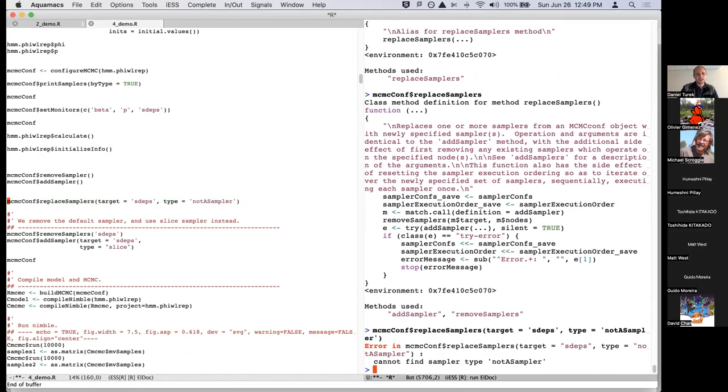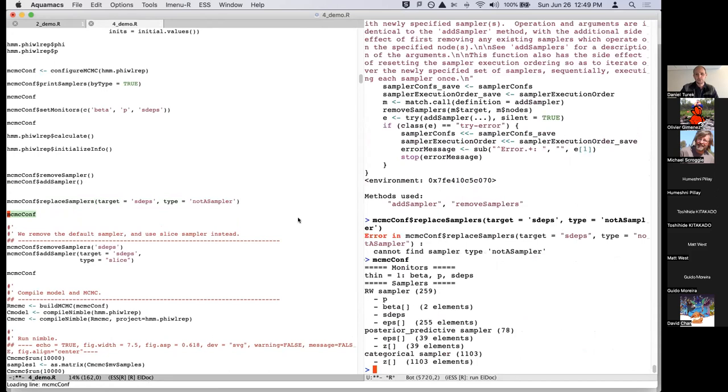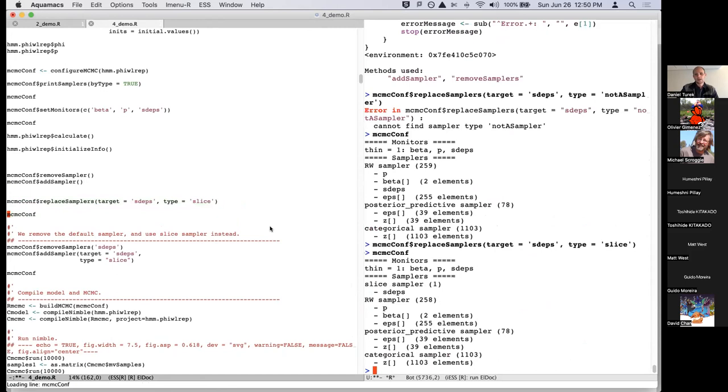And importantly, the MCMC configuration did not do the removal. It still has this random walk sampler on standard deviation of epsilon. But say we give it something valid, like the slice sampler right there, no longer an error. And now it has the slice sampler applied to standard deviation of epsilon. So why is that important?